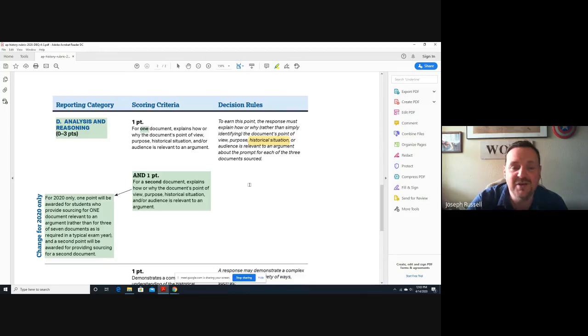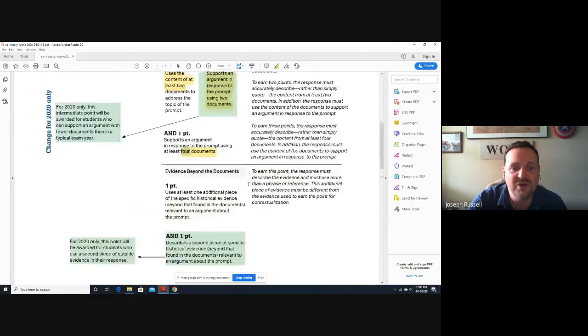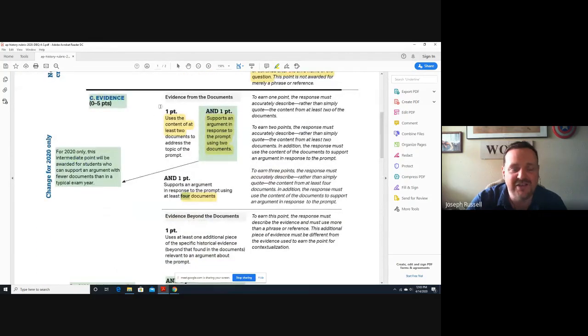So if we back up to the 3 possible points that we had in the evidence category under C, and we talked about how many documents you use, let's say you only use 2 documents in this thing. Let's say that you just struggle. I do not read that as an endorsement of the idea of only using 2 documents. You want to try to get as many points here as possible.